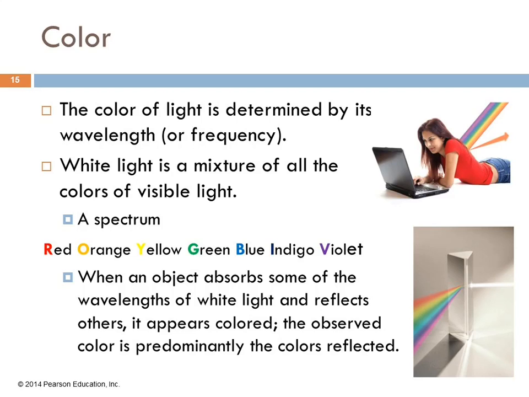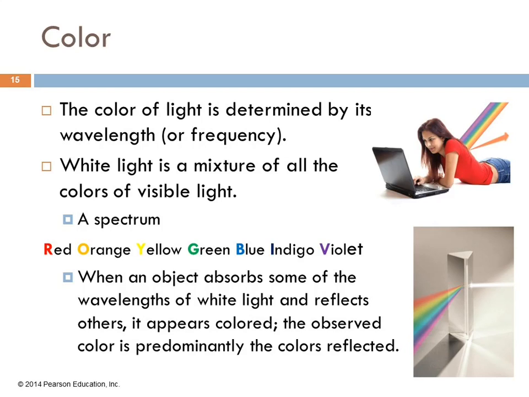What we perceive as white light, like what comes from the sun, is actually a mixture of all the colors of light. It's got all the different wavelengths of light. It's what we call a spectrum. And these are the colors: red, orange, yellow, green, blue, indigo, violet. And there's an order to them. If you see over here, we've got a beam of white light coming through a triangular prism, and it separates the light into different colors. And they are always in the same order: red, orange, yellow, green, blue, indigo, violet.